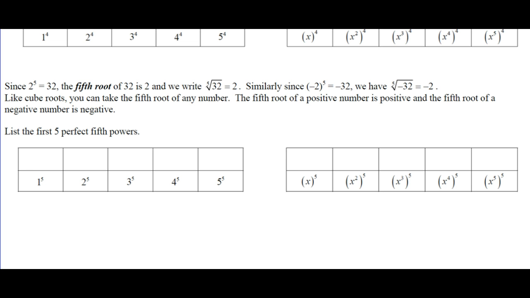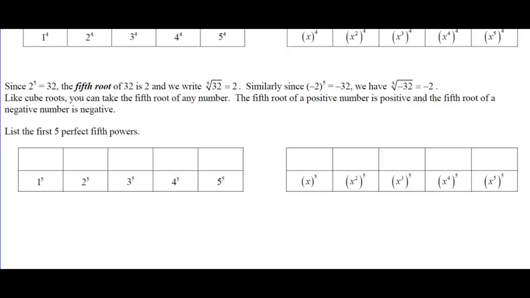Since 2 to the 5th is 32, the 5th root of 32 is 2, and we write the 5th root of 32 is 2. Similarly, since negative 2 quantity to the 5th is negative 32, we have the 5th root of negative 32 is negative 2.